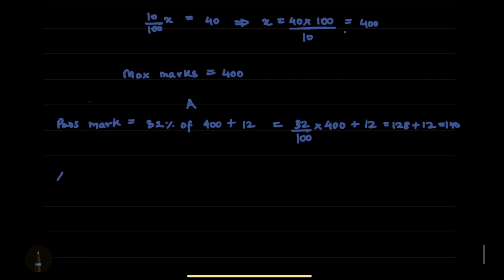And how do we find the percentage pass marks? We'll just divide the pass marks by the maximum marks and then create a percentage out of it. So that is 140 by 400 into 100, and that comes out to be 35%. Now let's look at the final exercise on these percentage word problems, and then we'll move on to another topic.